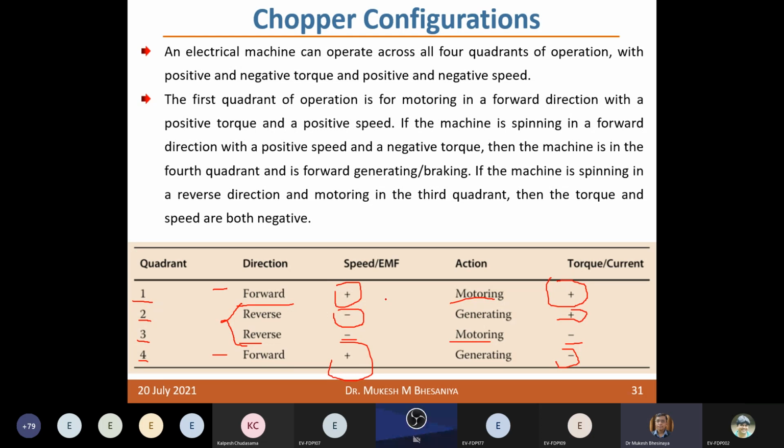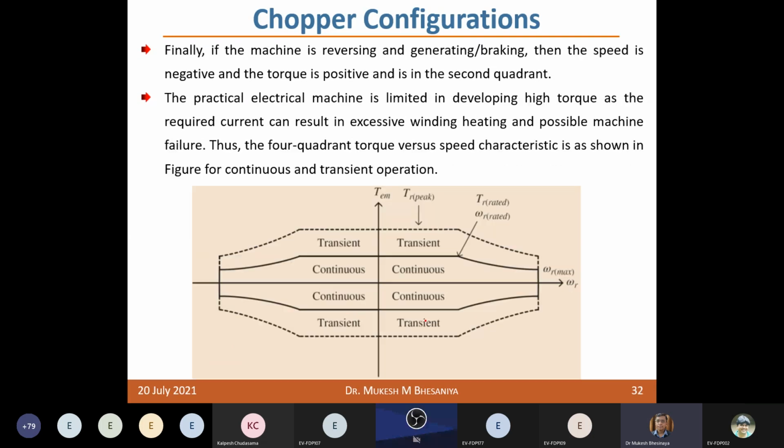See again, this table or this quadrant depends upon whether you take your speed on the x-axis or the torque on the x-axis. In the literature you will find the torque-speed characteristic with speed on the x-axis and torque on the y-axis, or the torque on the x-axis and the speed on the y-axis. So based on that you can find out the polarity.